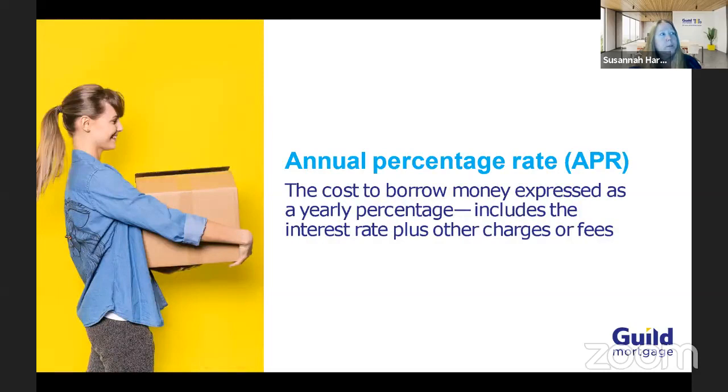The next term is APR. Now this is different than your interest rate. The APR is your annual percentage rate. This is the cost to borrow money expressed as a yearly percentage. It includes the interest rate plus other charges or fees. This is the area where you can tell if someone may be quoting you not quite the best deal.